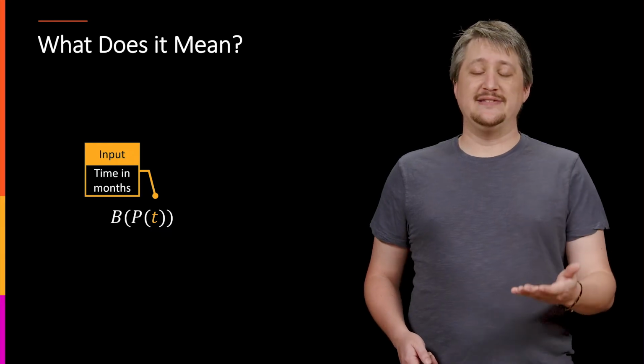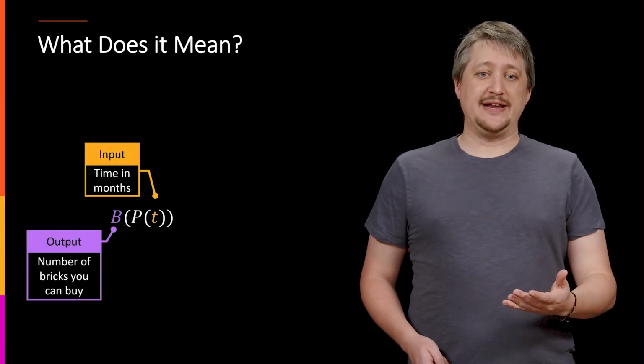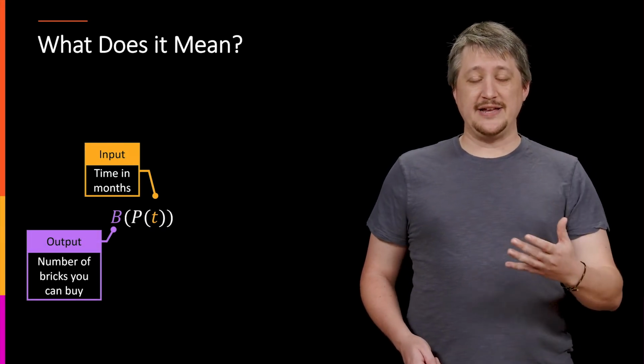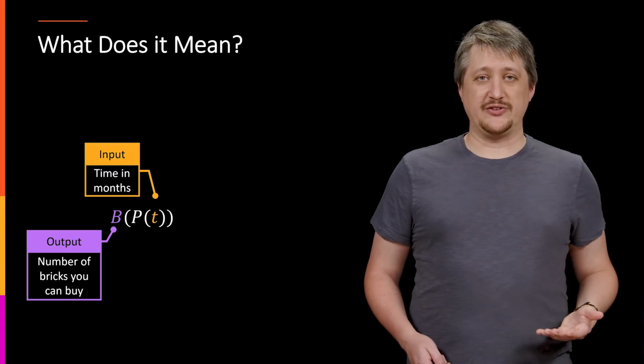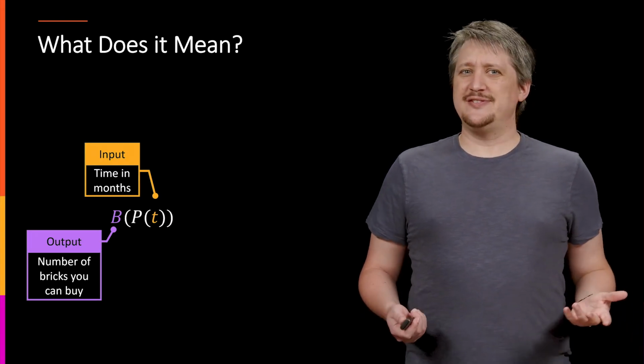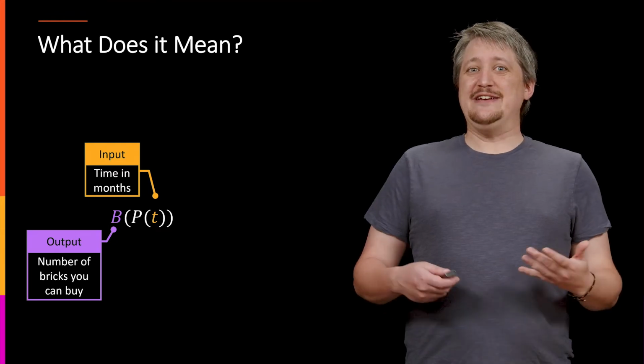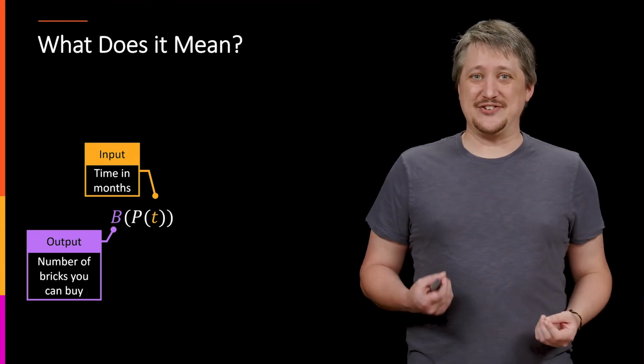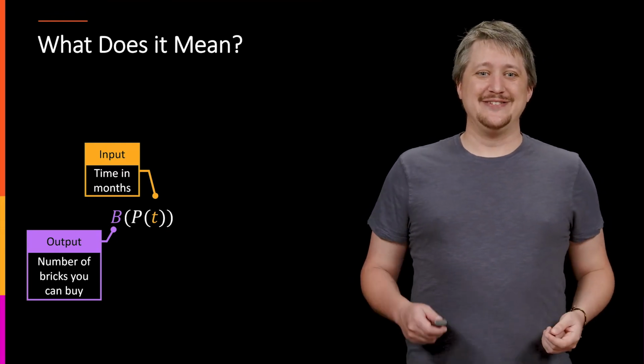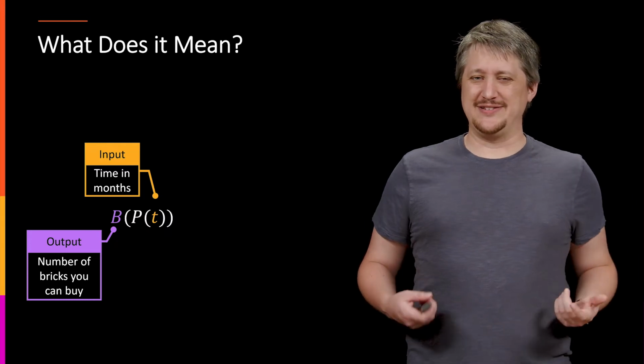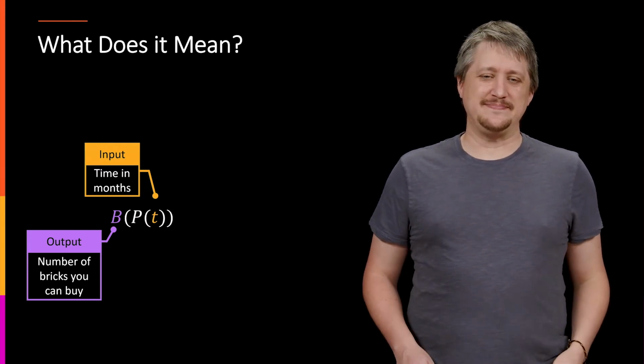So I'm putting in time. I'm getting out, right after P is applied, information about the number of bricks I can buy. This seems at least significantly less related than just putting in money and getting out profit. So time in months and bricks you can buy seems like a weird transition.